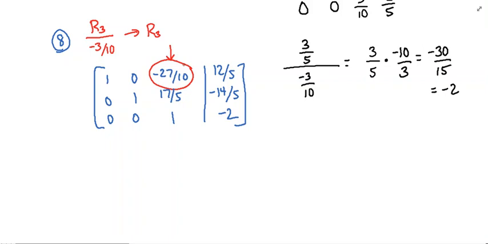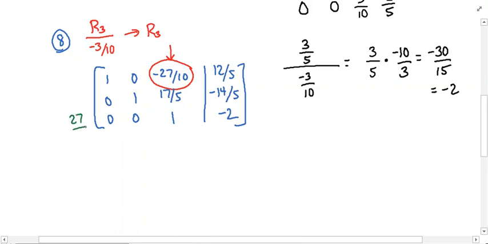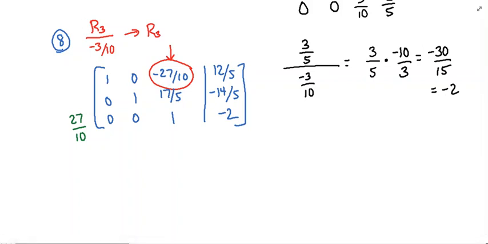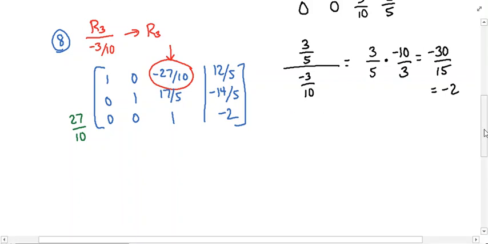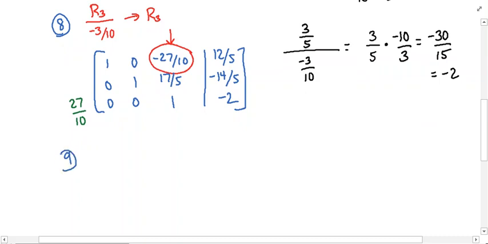What is going to cancel a -27 over 10? Don't let this confuse you because it's a fraction. All you're going to have to do is multiply by +27/10. If you did 27 over 10 times 1, that's 27 over 10 right here. A positive one and a negative one, they're going to cancel. So your next row operation to get to the next matrix, matrix number 9, we are going to do 27 tenths times row 3, add it back to row 1, that's going to become the new row 1.